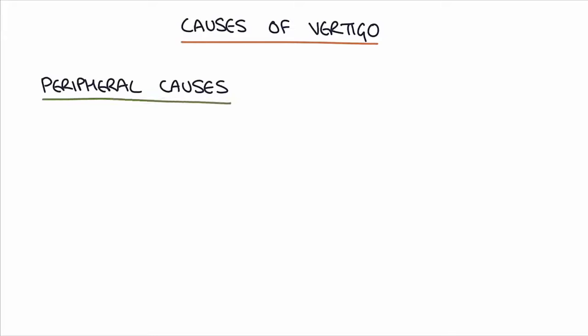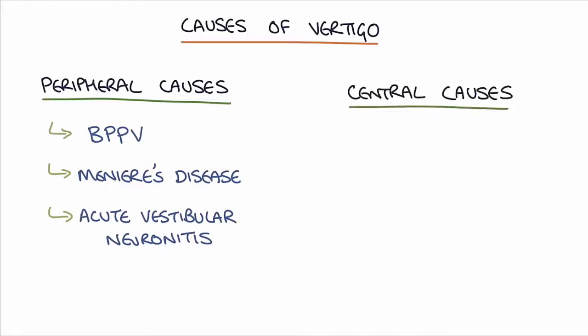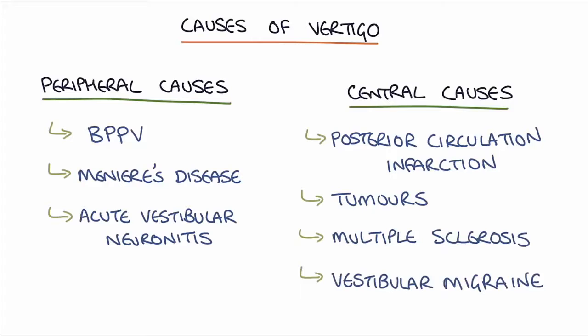So finally, a brief summary of the causes of vertigo. The top peripheral causes to remember are benign paroxysmal positional vertigo, Meniere's disease, and acute vestibular neuronitis. And the top central causes to remember are posterior circulation infarction, tumours in the cerebellum or brainstem, multiple sclerosis, and vestibular migraine.